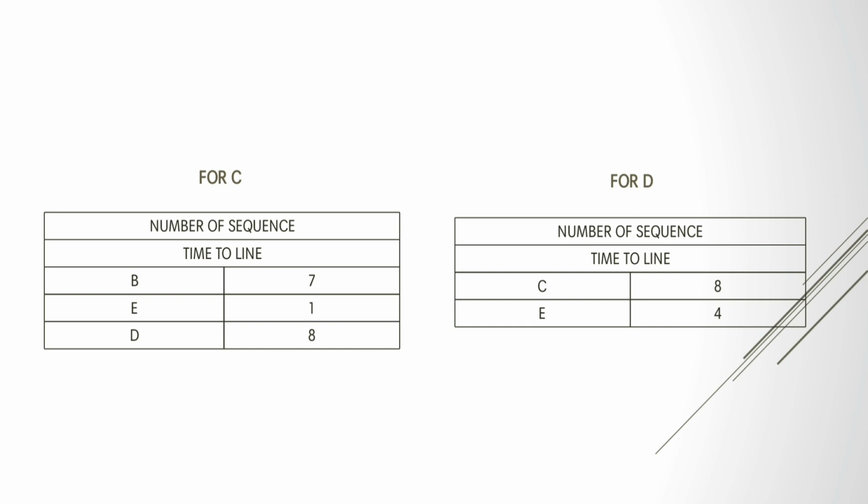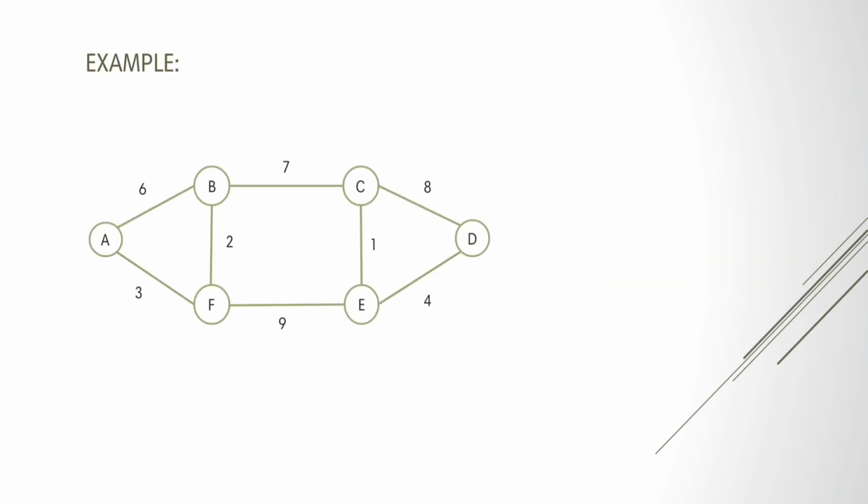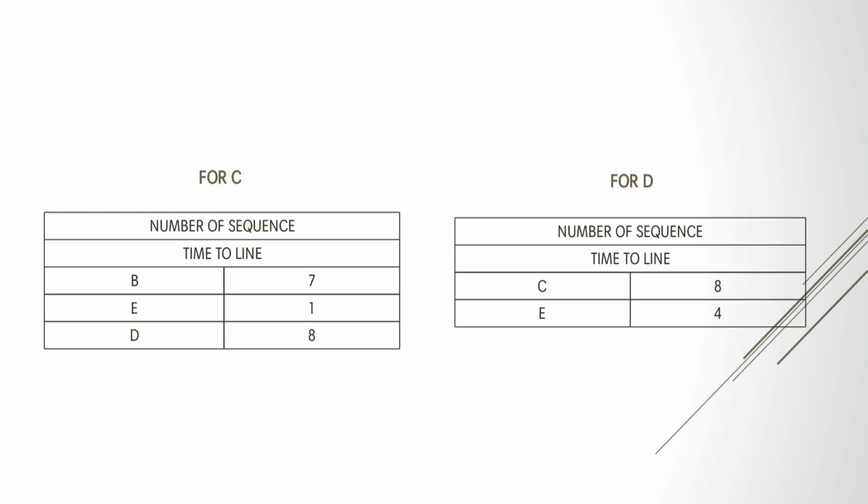B7, E1, D8 is mentioned for C in this table. Next for D, we have the neighborhood nodes E and C. What is the distance between D to E and D to C? C8, E4 is mentioned for D in this table.